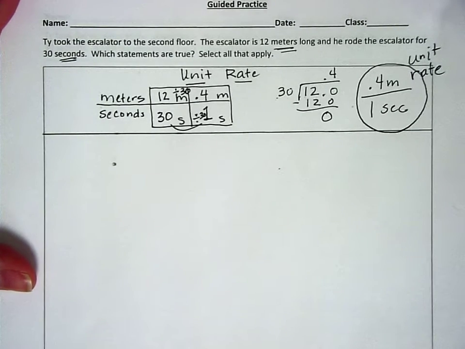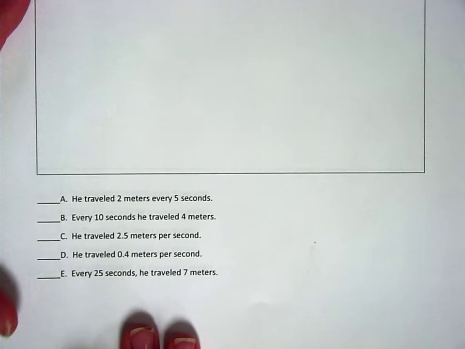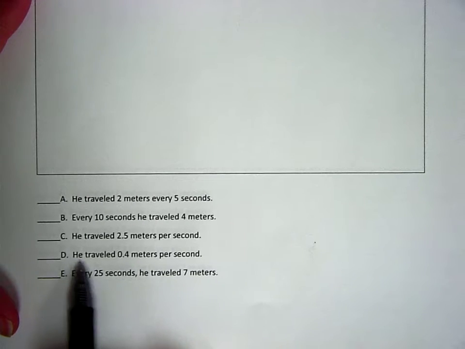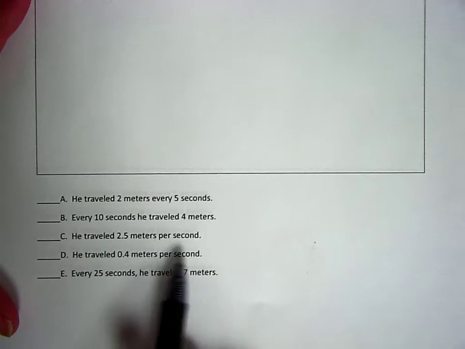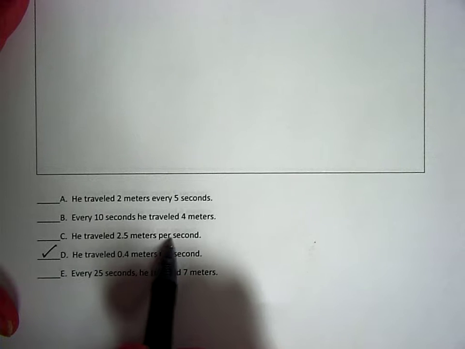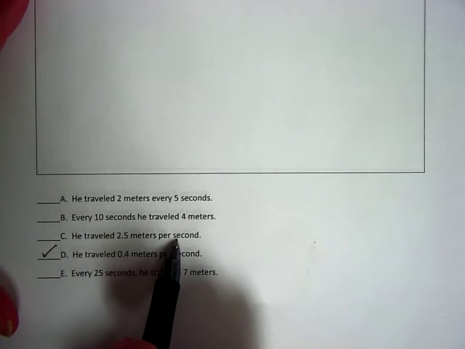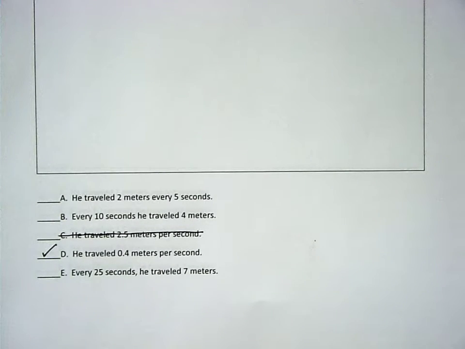Let's look down there real quick and see if that's one of the options. 0.4 meters in 1 second. Right here. He traveled 0.4 meters per, which means 1 second. Look right above that. They're trying to say that this is the unit rate. He traveled 2.5 meters per second. That's not true. So that is definitely wrong. So we've already eliminated 2 of these.